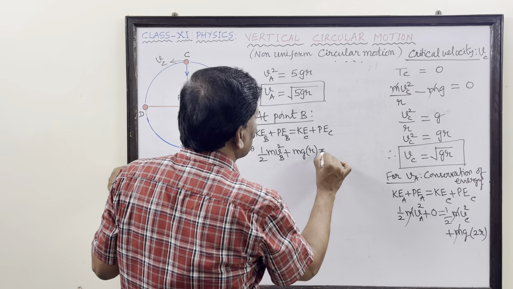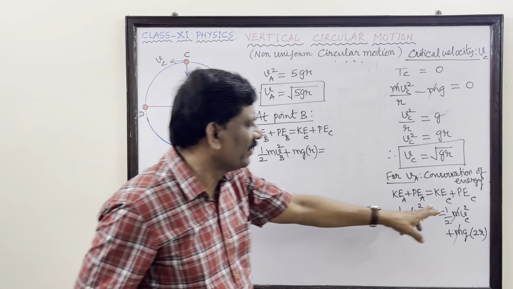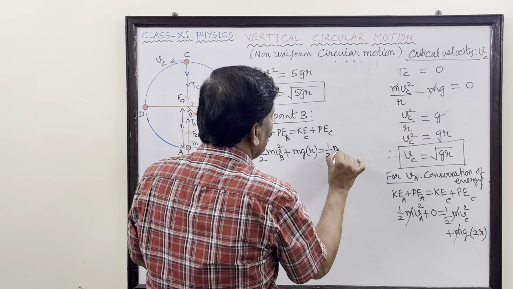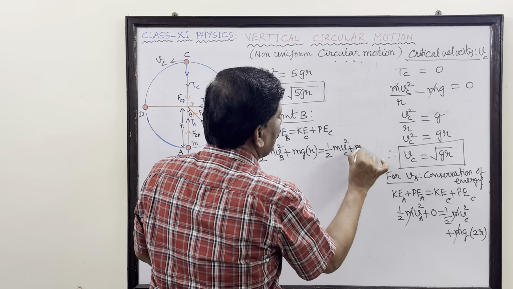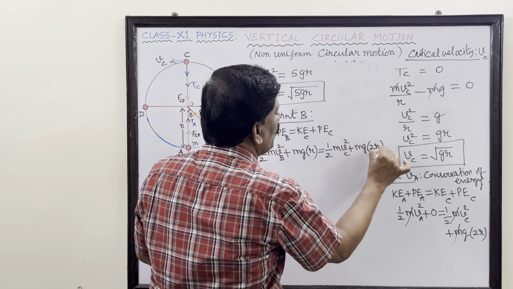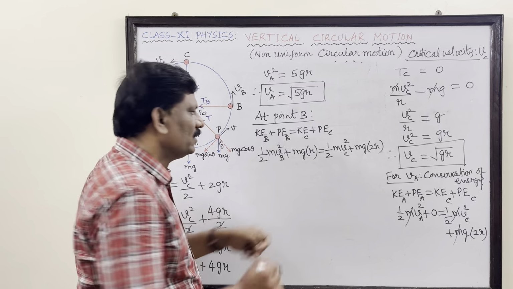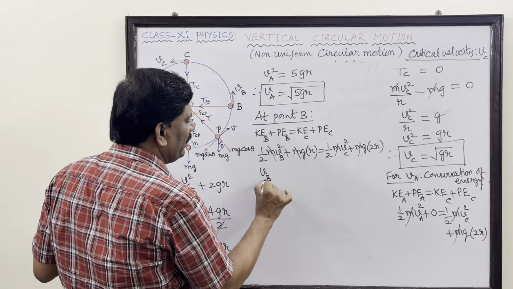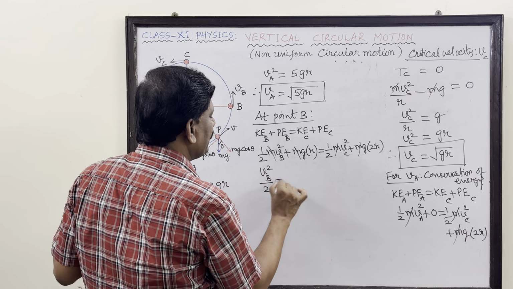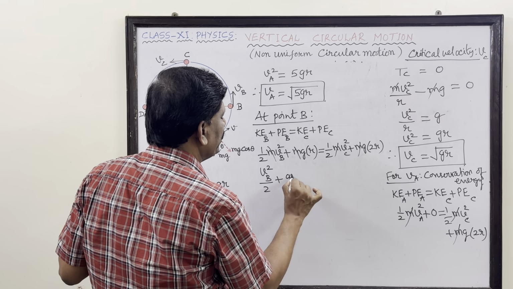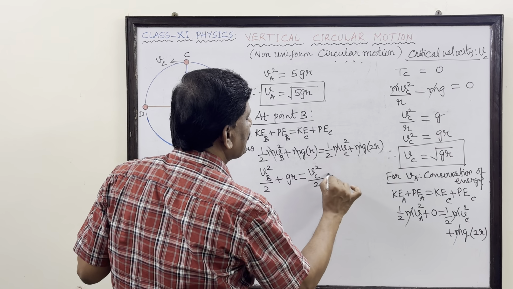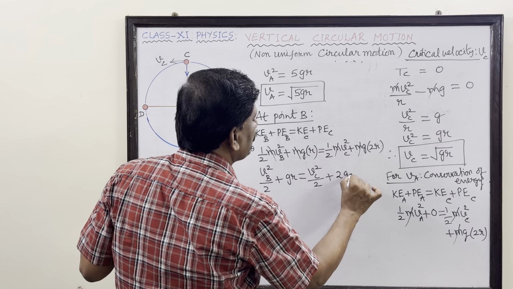And this is now equal to what? Kinetic energy at C. We have already written here, same I am going to write. Half mvc square plus mgh. H is equal to 2R, because the point C is located at a vertical height of R plus R equal to 2R. So now this m can be cancelled first of all. So the left hand side is what? VB square by 2 plus GR is equal to VC square by 2 plus 2GR.